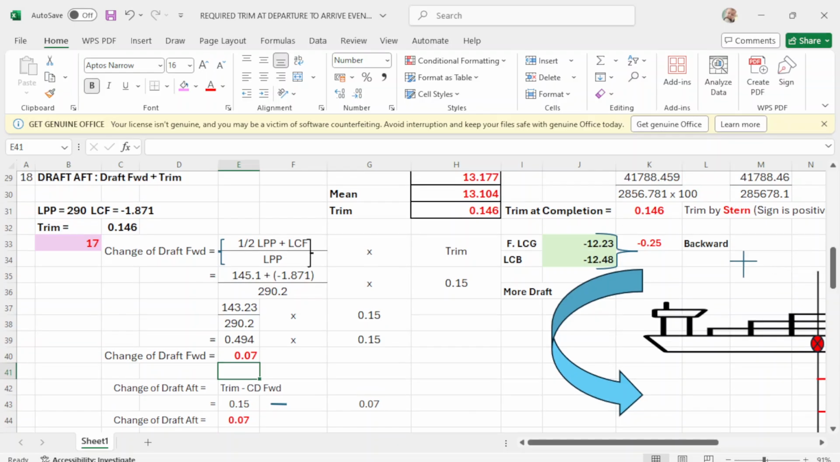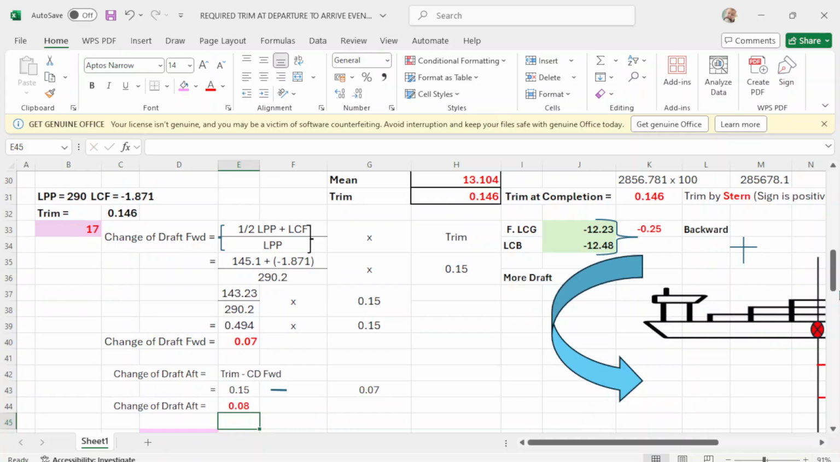Okay, then to get the change of drop aft, it is your trim minus your change of drop forward. Your trim minus your change of drop forward, 0.07, will give your change of drop aft. So if we put it this way, 0.15 minus 0.07 will be 0.08. This will be 0.08. Okay, so your 0.08.